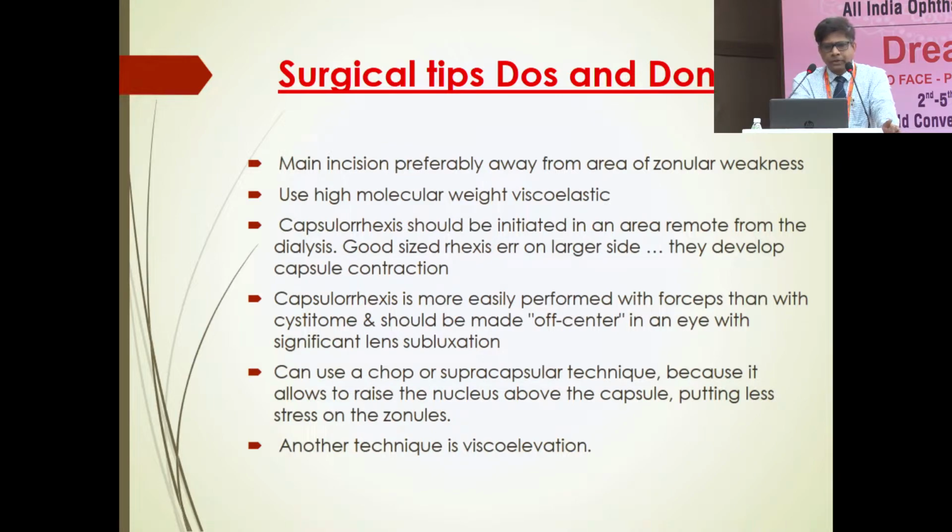Always try to maintain the main incision away from the zonular weakness. Try to initiate the rexis away from the zonular weakness. Use high molecular weight viscoelastic to plug the vitreous away. It is better to use micro capsular rexis forceps; they are preferable in these situations to a needle. And you can use techniques which don't put stress on the zonules. All this will be discussed by our eminent speakers in the next few sessions.